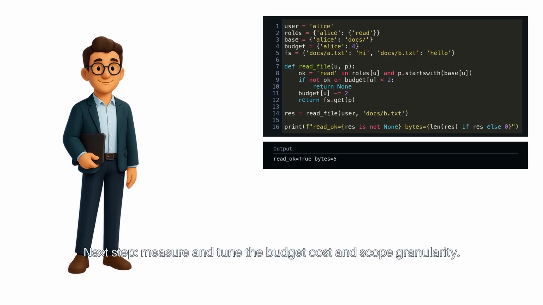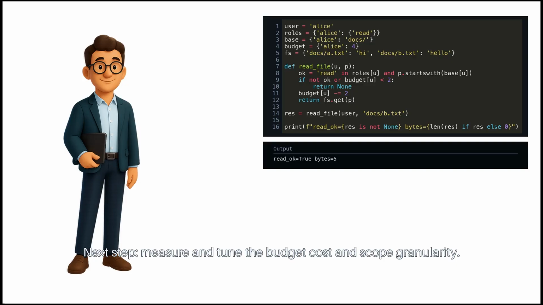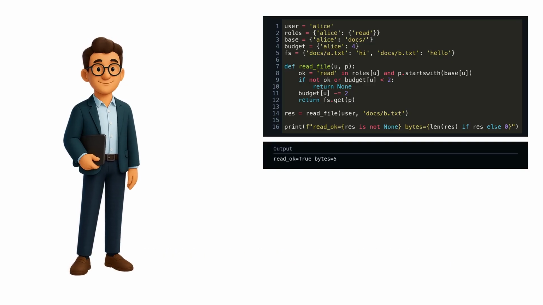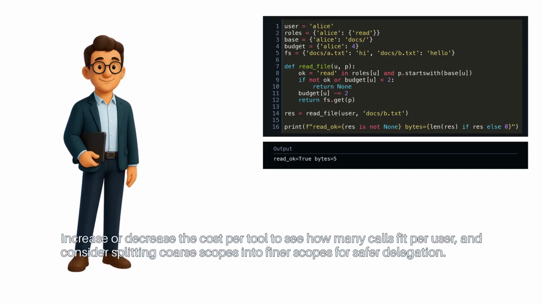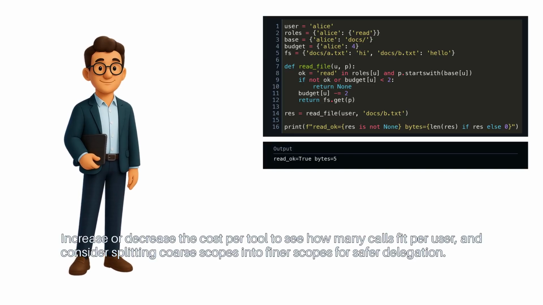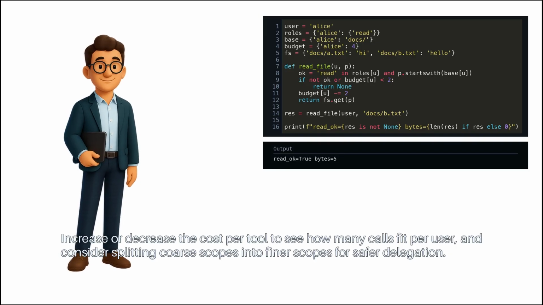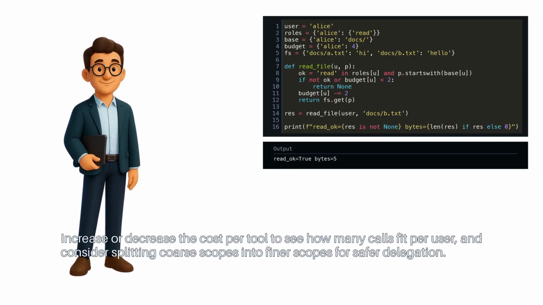Next step: measure and tune the budget cost and scope granularity. Increase or decrease the cost per tool to see how many calls fit per user, and consider splitting core scopes into finer scopes for safer delegation.